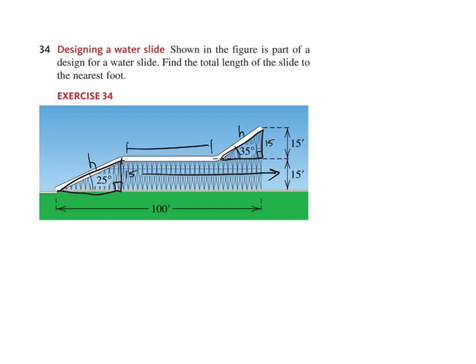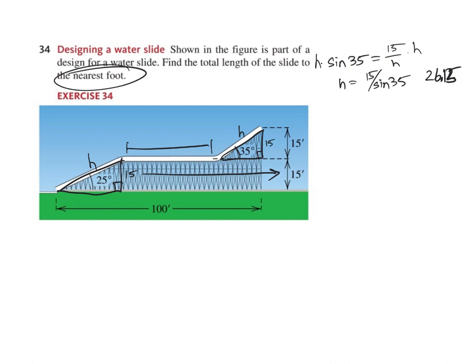So let's get the two hypotenuses. Opposite and hypotenuse is sine. So the sine of 35 degrees, we'll do the upper right one, is equal to the opposite leg, 15, over the hypotenuse. Multiply by h and divide by the sine of 35. So take your calculator and figure that out. 15 divided by sine of 35 is 26.15, really. Let's just put 15 down because we're going to round everything to the nearest foot, but I don't want to round most of it yet.